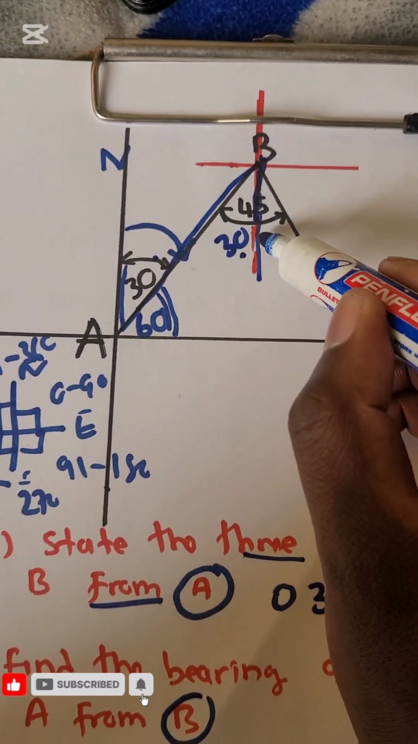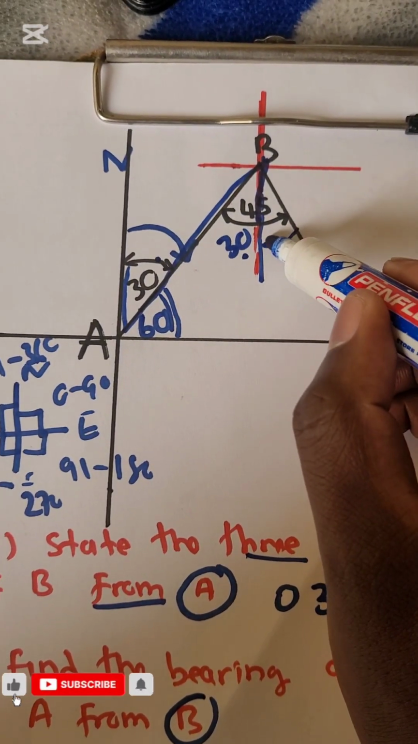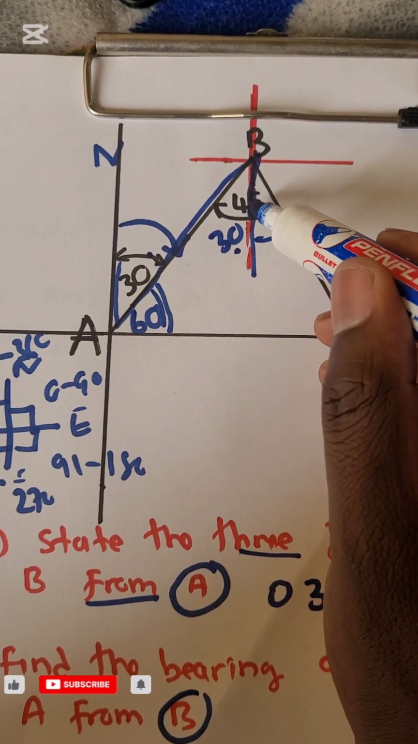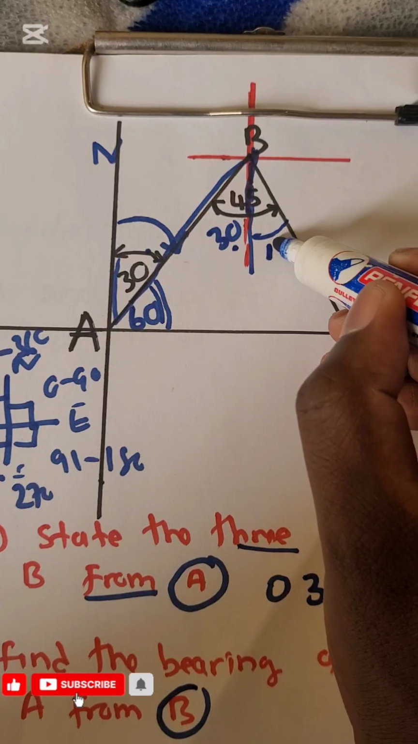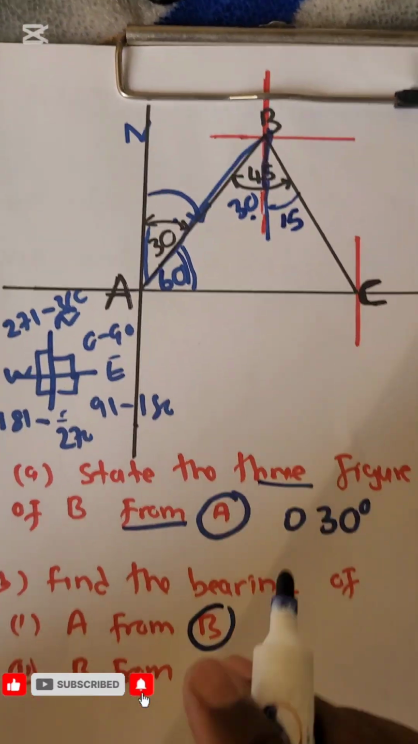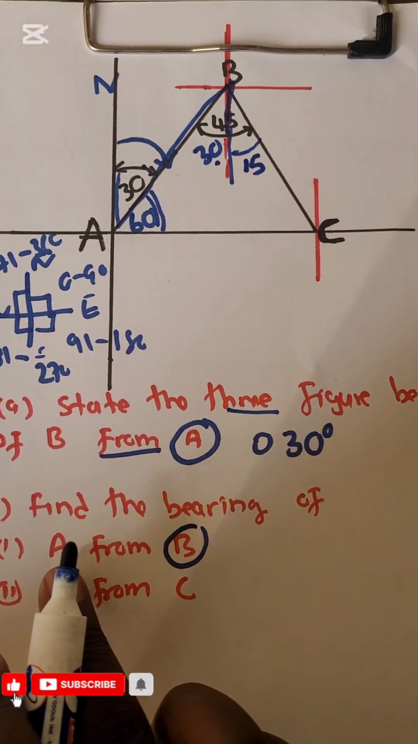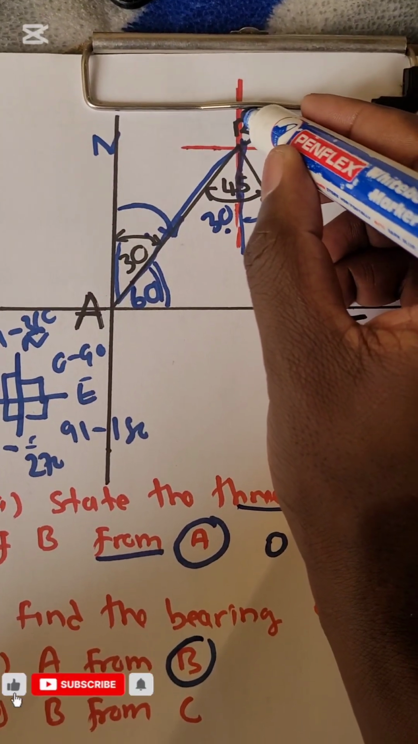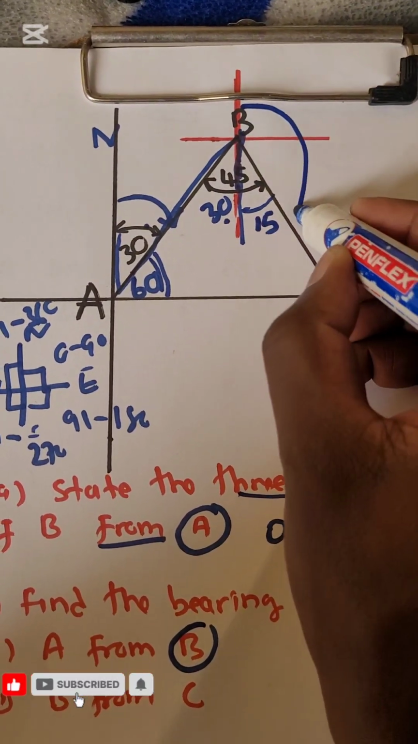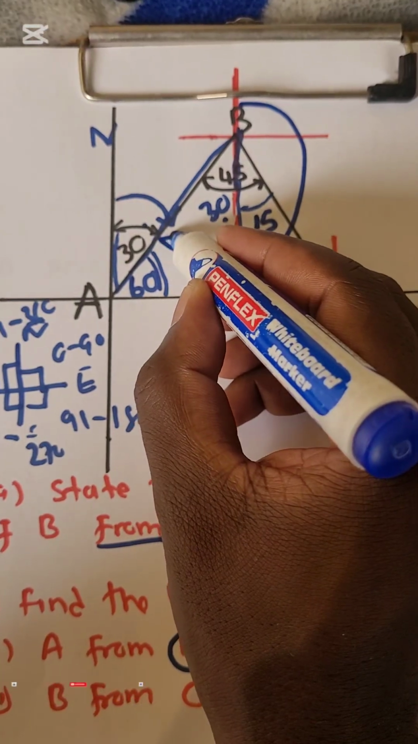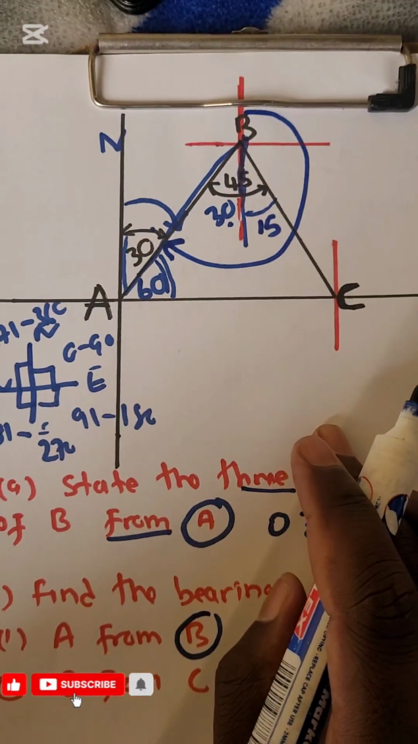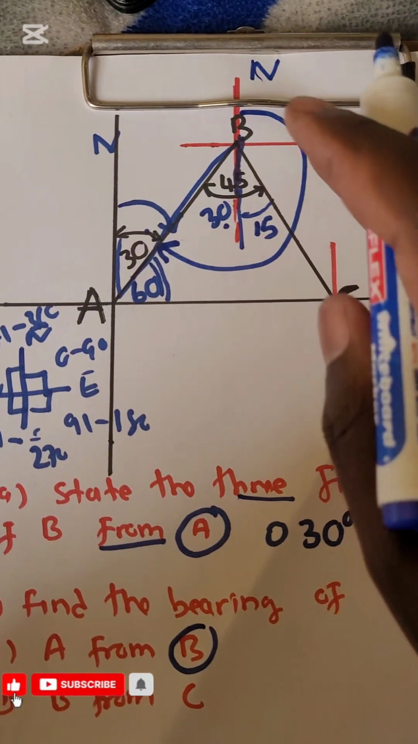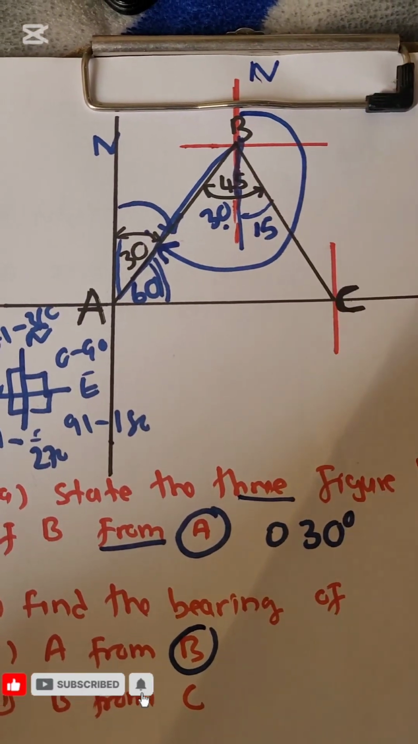So I want to find the number of degrees right here. If you subtract 45 and 30, we get 15 degrees. So I was asked to find, remember, the bearing of A from B. So we're going to move from B going clockwise. Bearing, we move in a clockwise direction from north. So we move from north going clockwise.